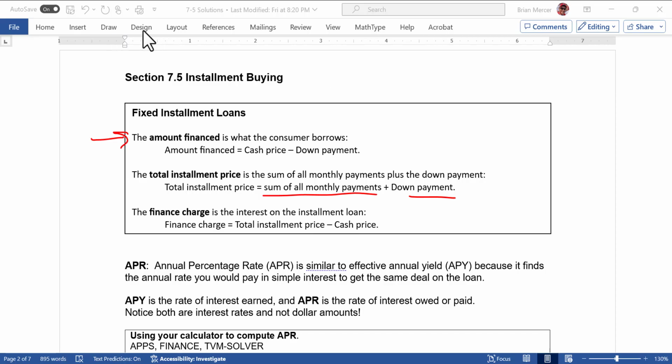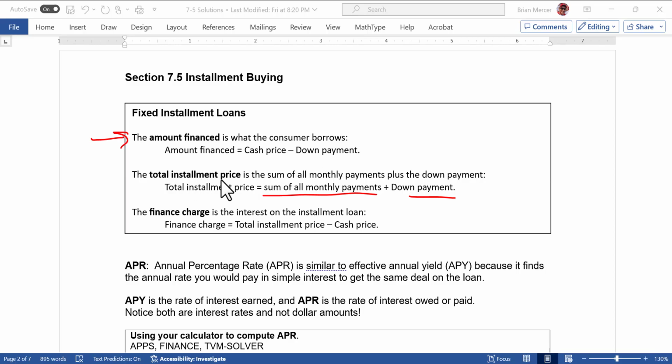Here's a quick video going through some of the things that you're going to see in 7.5. That's on installment buying. And so just some quick definitions. A fixed installment loan, the amount financed is considered what the consumer actually borrows. So in other words, that's the cash price minus whatever down payment was made.